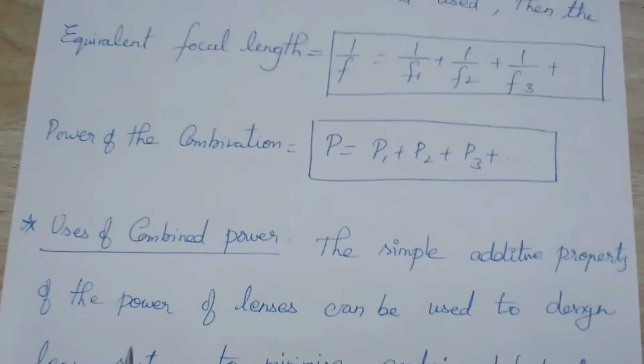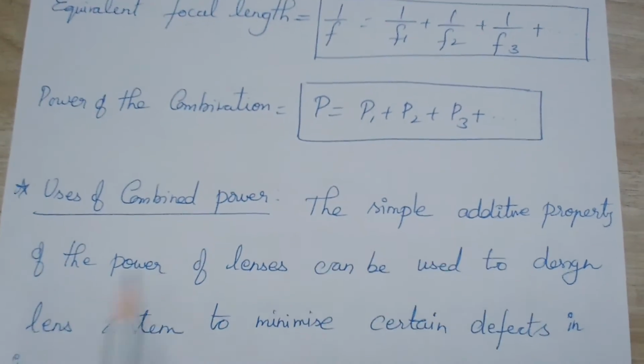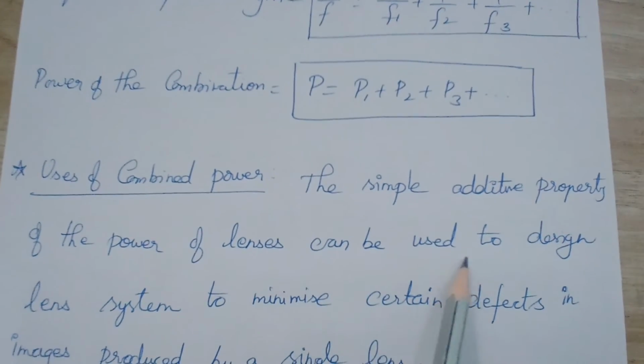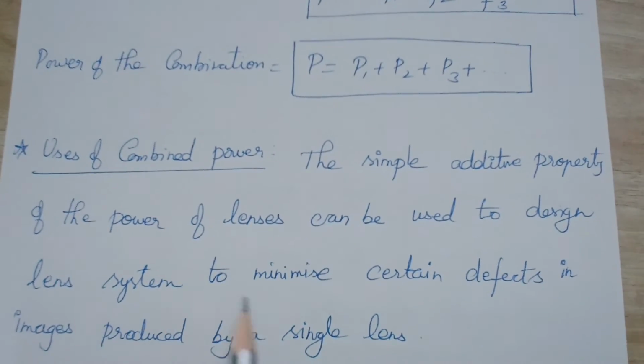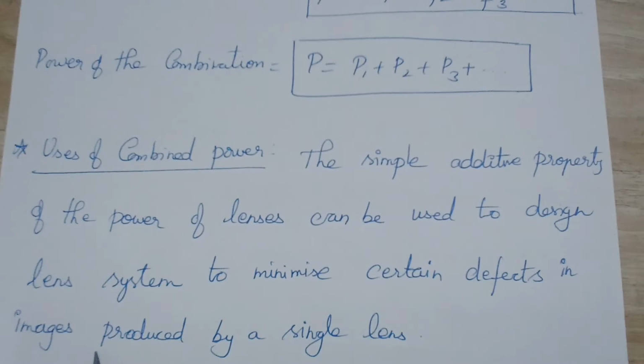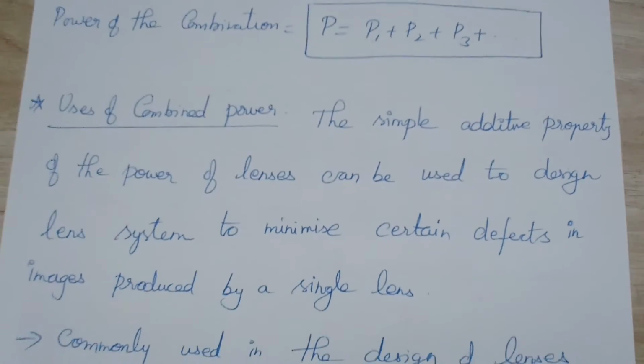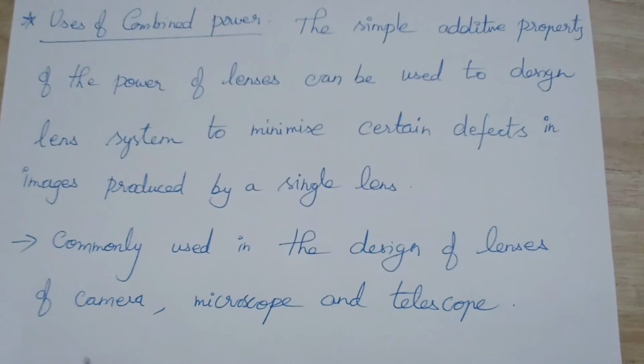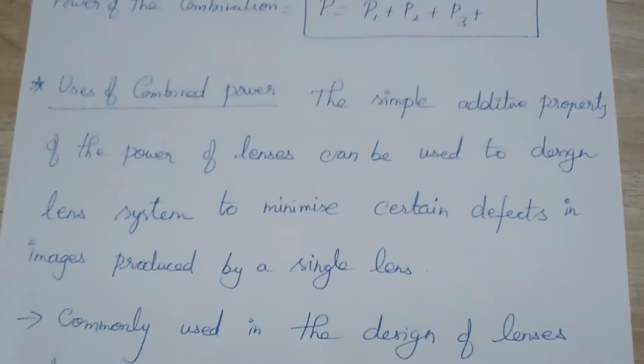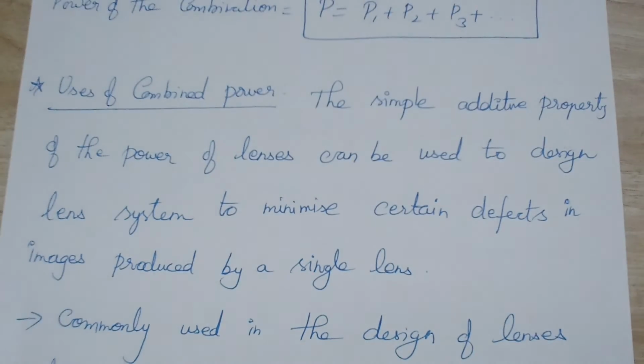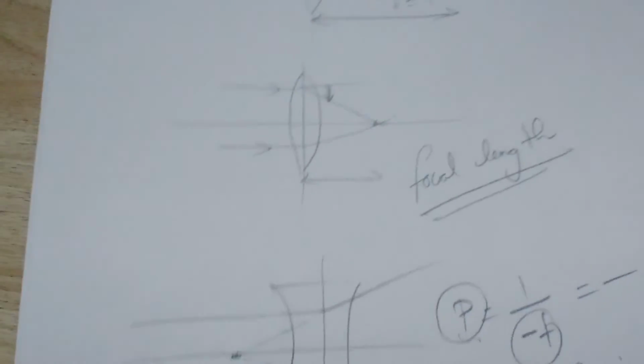Okay, so uses of combined power. The simple additive property of the power of the lens can be used to design a lens system to minimize certain defects in the images produced by a single lens. So instead of using a single lens, we'll go for a combination of lenses. These kinds of systems are used in cameras, microscopes and telescopes. Camera, microscope and telescope. Okay, so how they are used, we'll check.